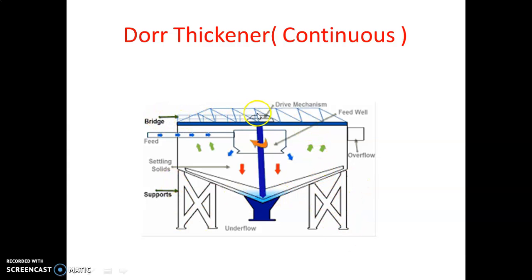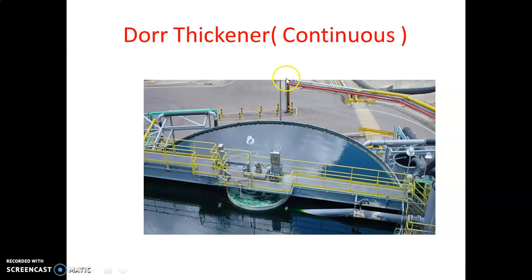And at the top of this tank, a drive mechanism is provided. So this will rotate the slurry, and here we obtain the overflow. So this is the actual photo of the Dorr thickener. This is the bridge. This is the clear liquid, and these are the rotating mechanism.